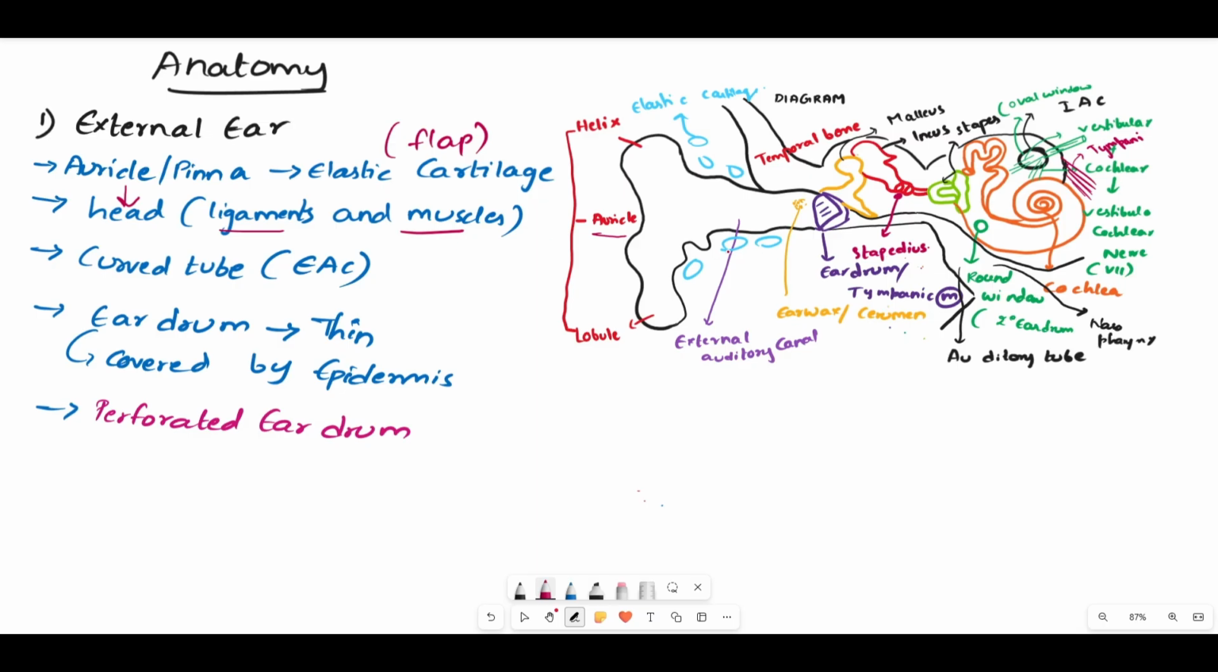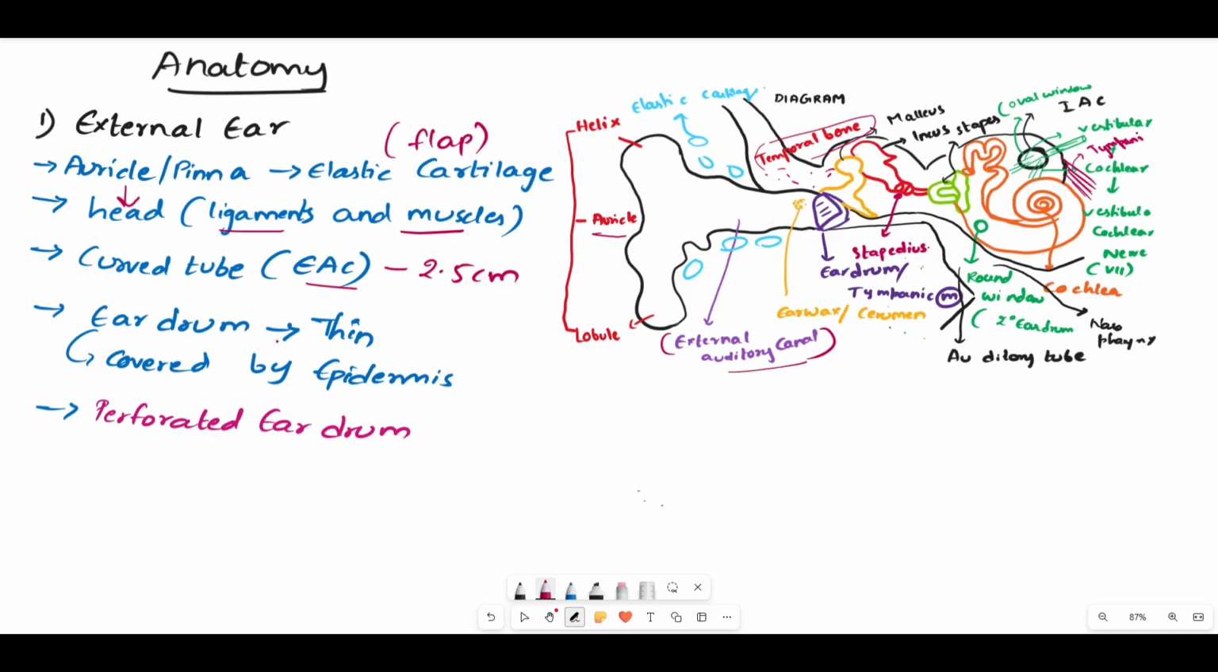And if you see in the diagram, there is a curved tube. This curved tube we will be calling the external auditory canal. This external auditory canal is about 2.5 centimeters in length. It mainly lies in the temporal bone. From here it leads to the eardrum, which is also called the tympanic membrane.